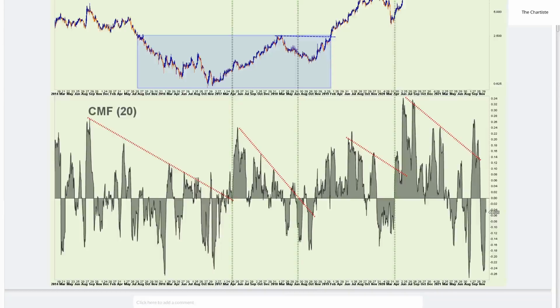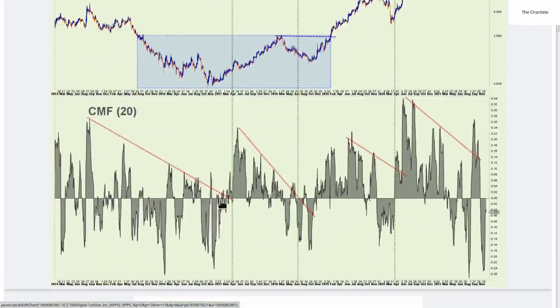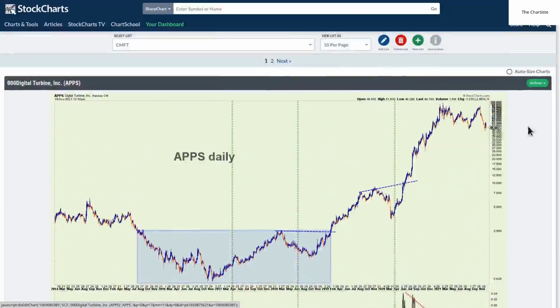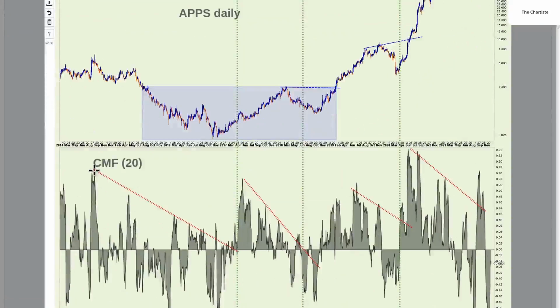I picked the chart of Digital Turbine because it represents perfectly what I want to show. You have the basic base, and you have three waves up, or impulse waves, if you will. But if you go to the indicator, yes, you can find some trends from the tops or from the bottoms, but it's not exactly as you would like to see it. It's just arbitrary after the fact. You can draw different lines in different spectrums.